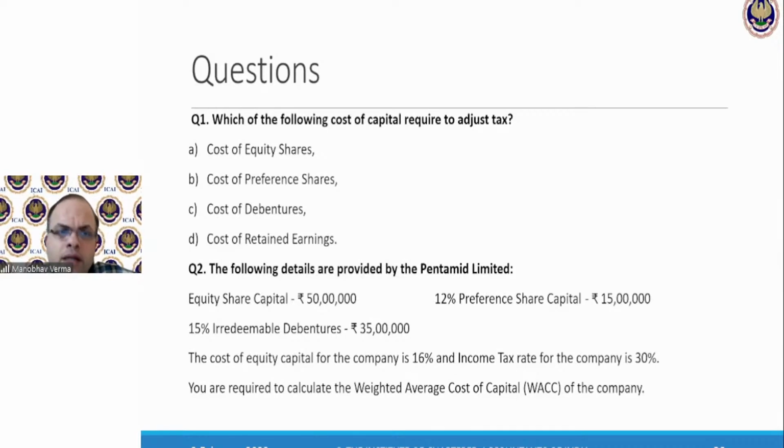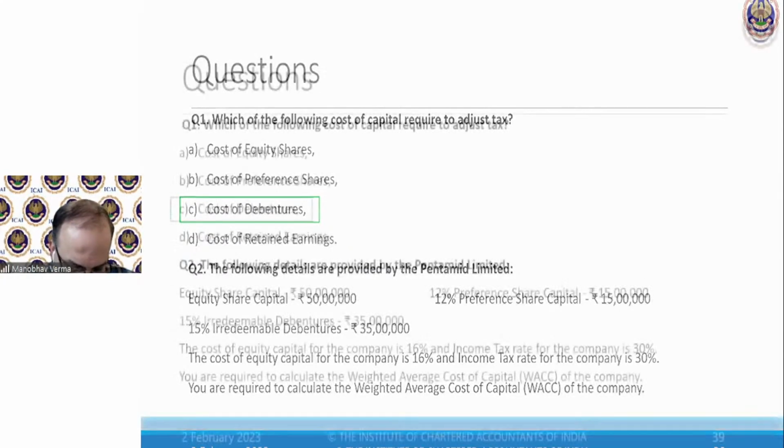are giving me the answer for question number 1 as point number C, which looks to be good. Which of the following cost of capital required to adjust tax? Of course, cost of debentures, equity preference, retained earnings. There is no tax benefit. Okay.